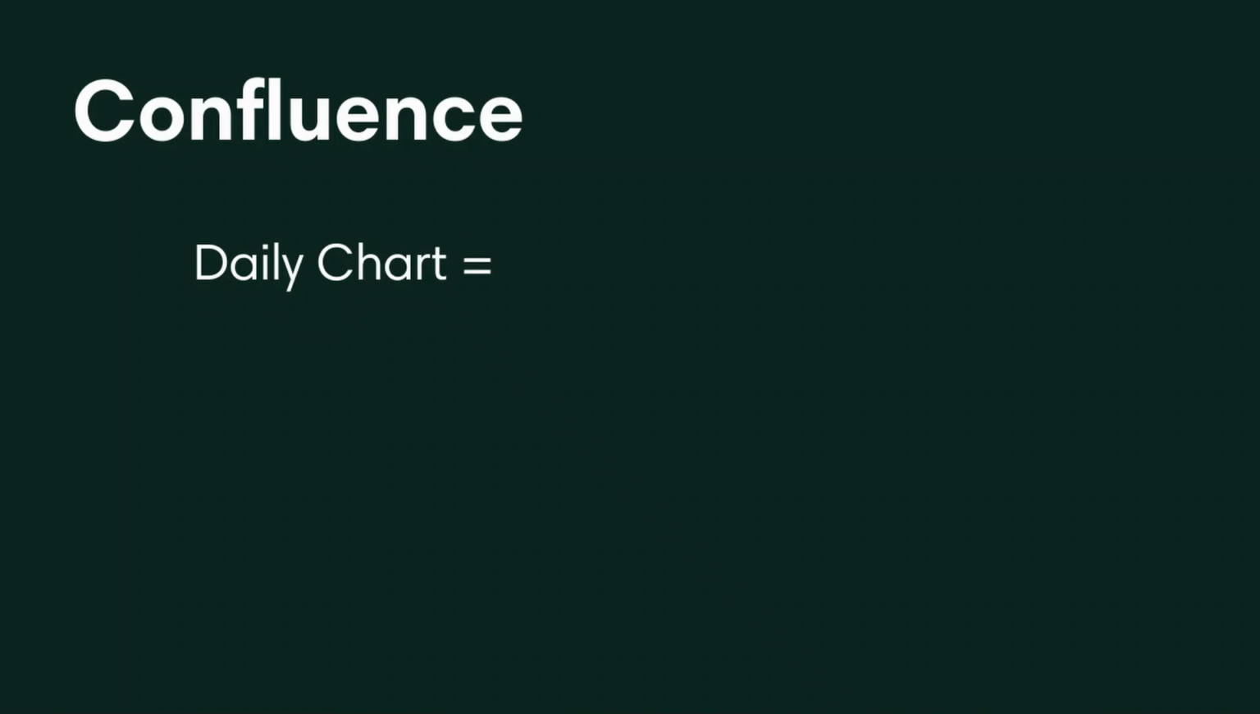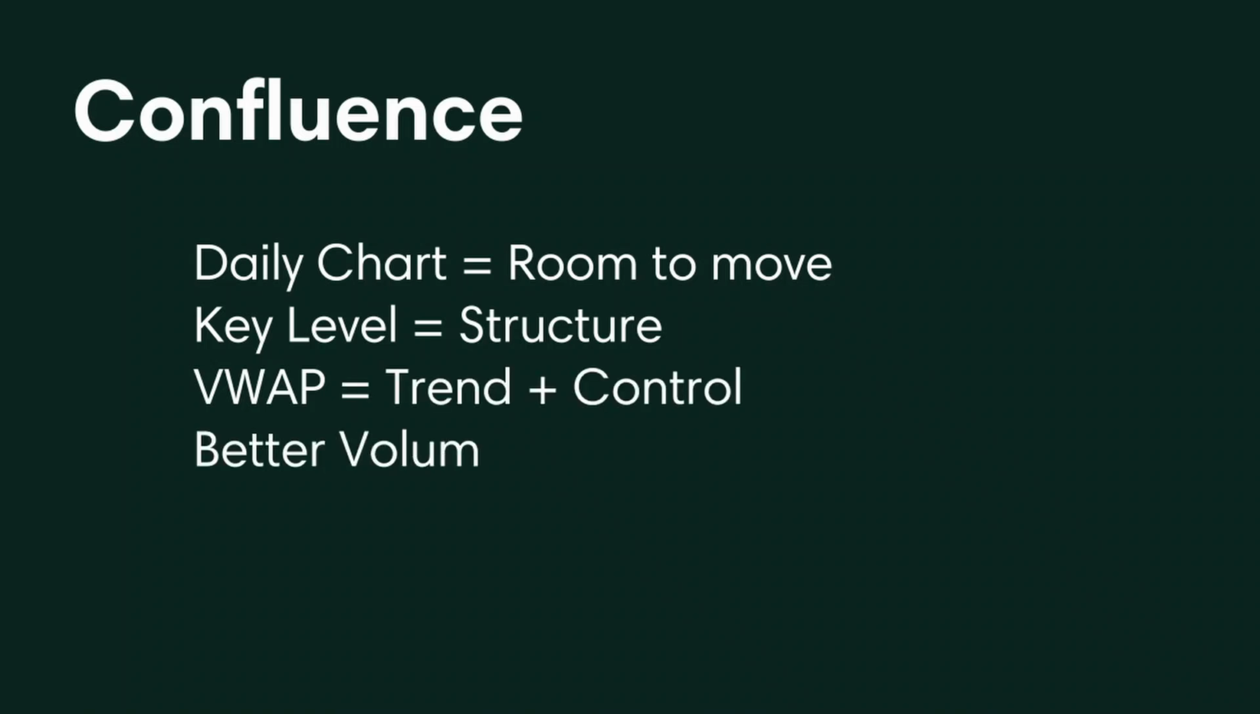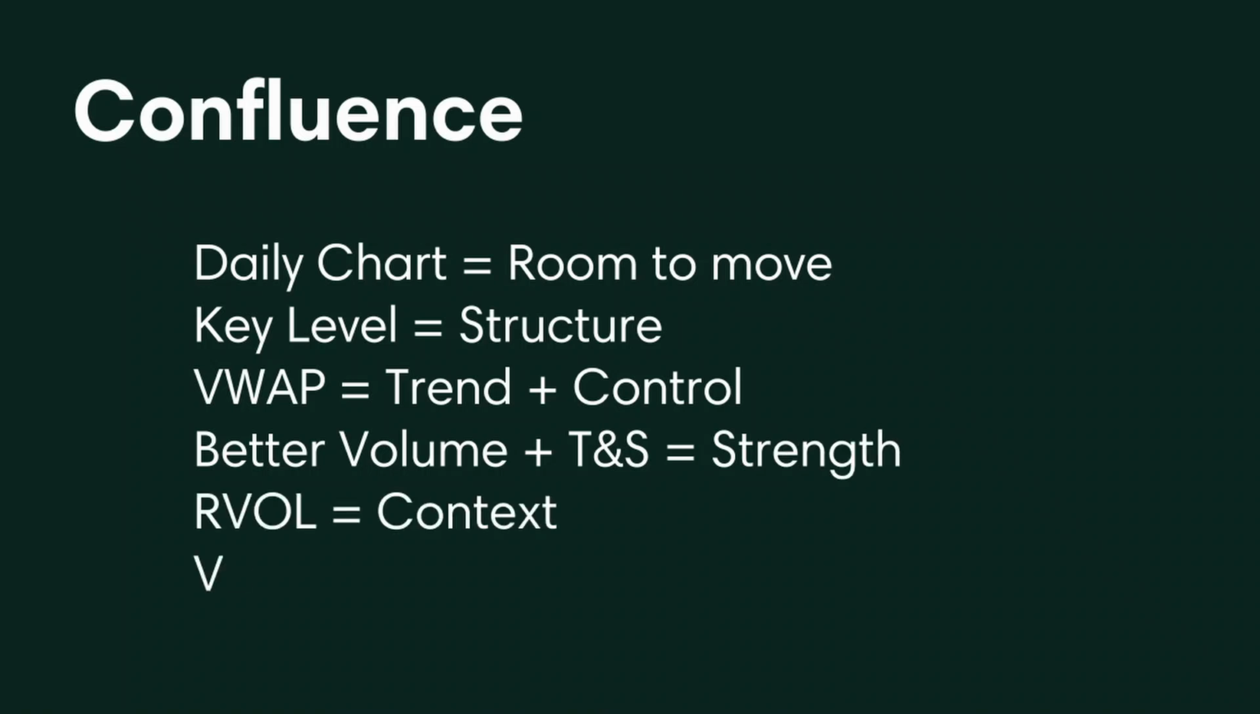Daily chart is room to move. Key level is structure. VWAP is trend plus control. Better Volume plus time and sales is strength. R-vol is context. Volume profile is space. And when they all point the same way, that's when I pull the trigger.